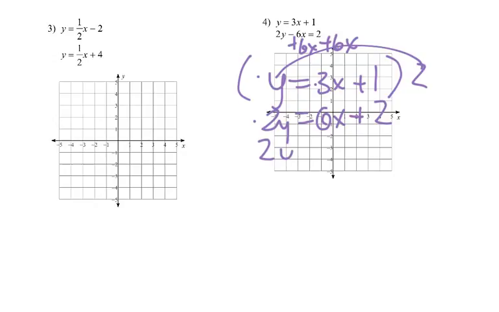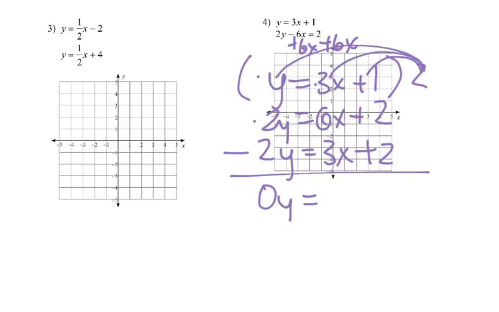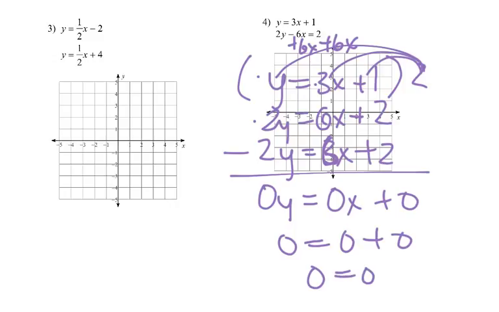2 times y would give me 2y, 2 times 3x, 3x, 2 times 1. If I do everything to every part of the equation, it's still going to work out. So now 2y, we'd subtract 2y, that would give me 0y. Oh, this became a 6x, didn't it? 6x minus 6x would be 0x. Then 2 minus 2 would be 0. So that's 0 equals 0 plus 0. So 0 equals 0. Is that true? That is true. Hence, infinite solutions.